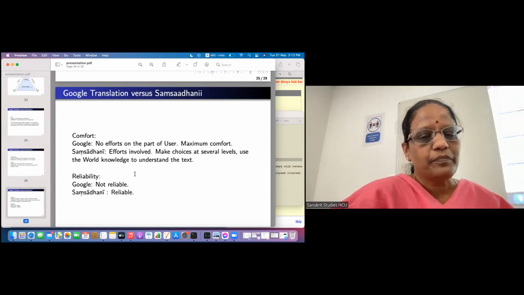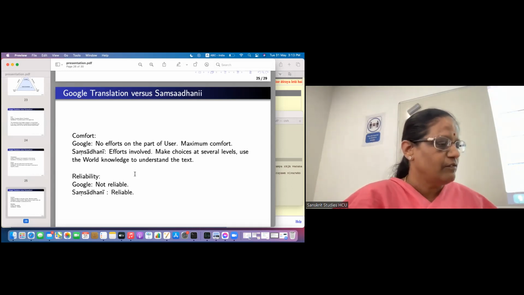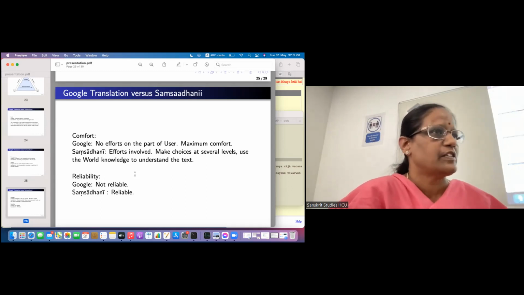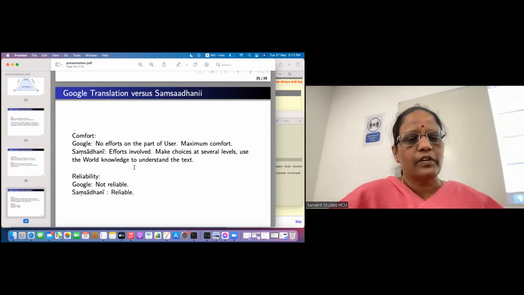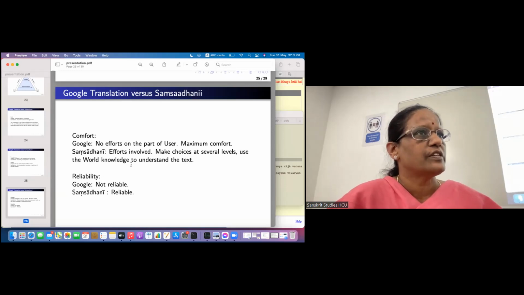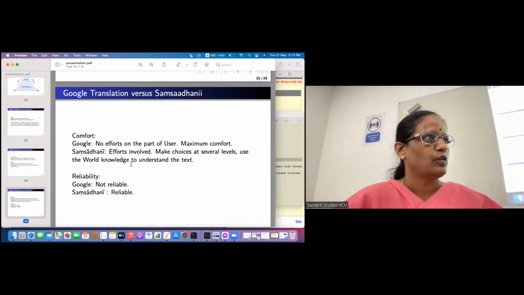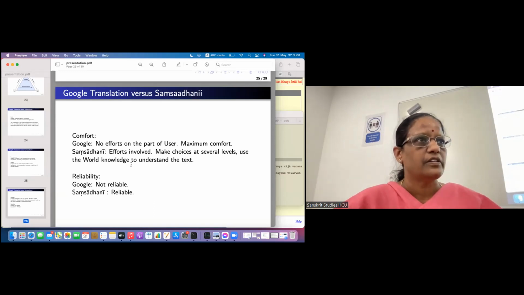Whereas in Sansadhani, some efforts are needed. We say that, oh, the road is not good, fine. We will try to make your journey as comfortable as possible, but you need to take some efforts. And so essentially human efforts are needed here in Sansadhani to make choices at several levels, if the machine produces a wrong result. All the three examples which I have given, the machine has produced the correct output, but there will be some cases where the machine produces wrong output.